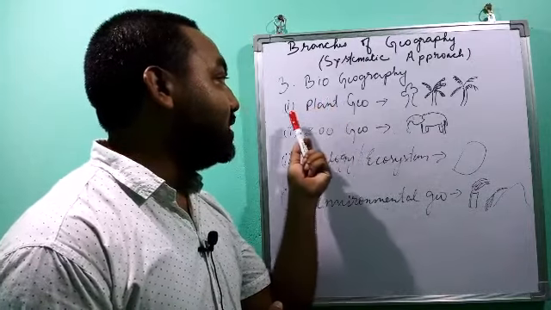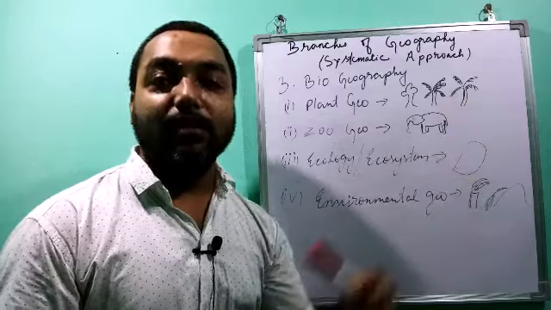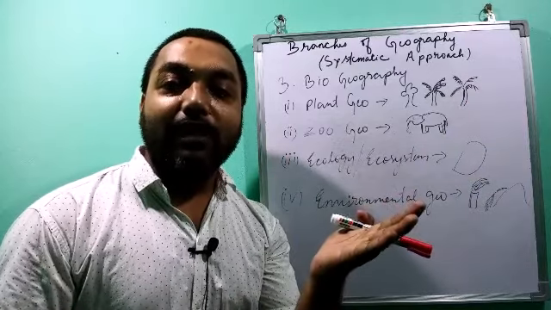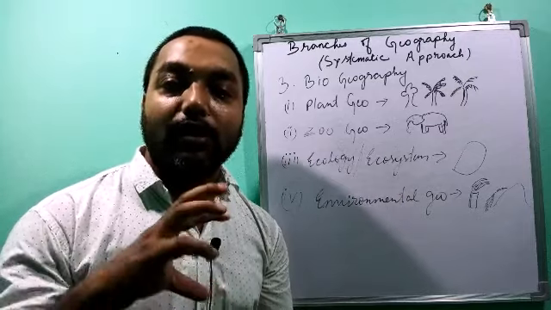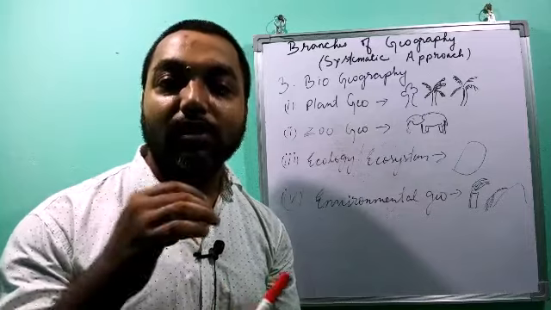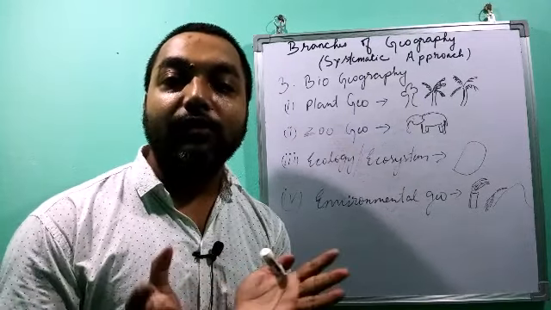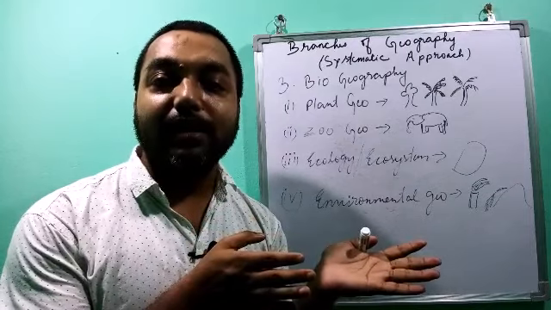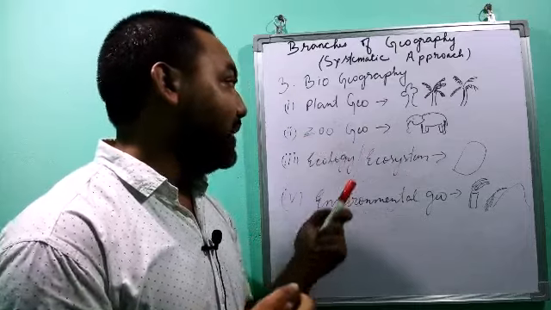Its sub-branches: first is plant geography. In plant geography we study different kinds of plants. In different kinds of environment we find different characteristics of plants. Somewhere they are very tall, somewhere very short. What kind of plant we find where and why we find that particular kind of plant in that particular place, the study of all these things is the work of plant geography.